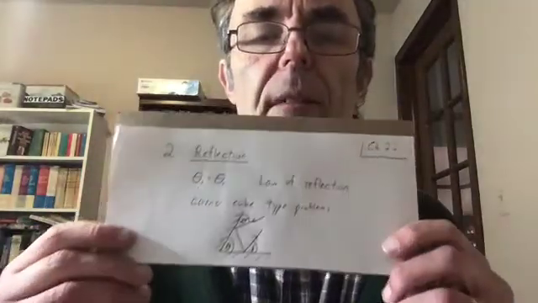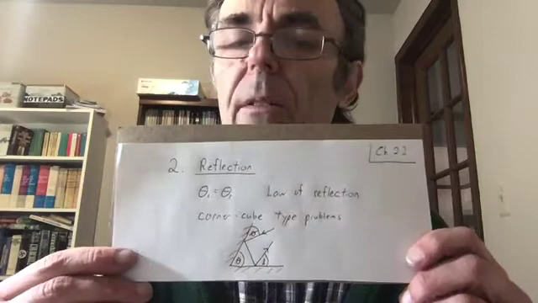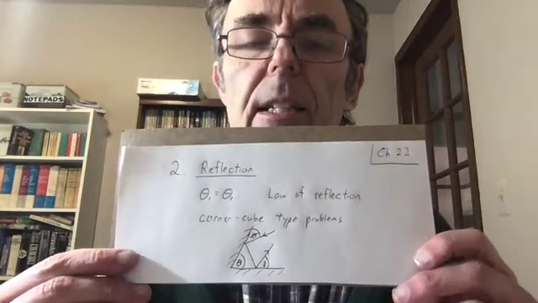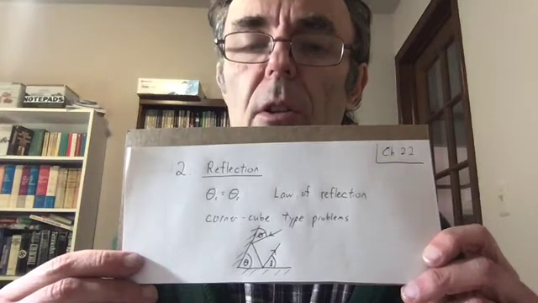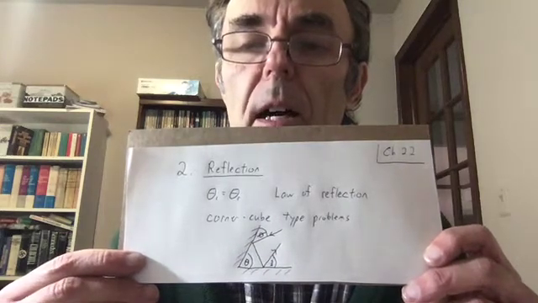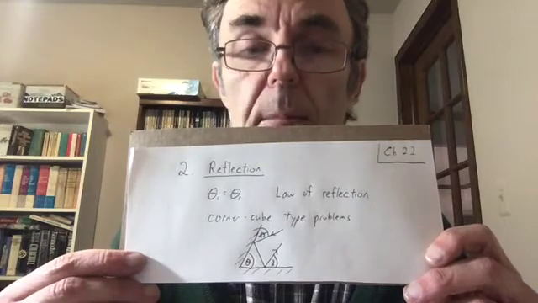Second concept we have is the law of reflection. And the law of reflection is very easy. The incident angle equals the reflected angle. Remember, you measure these angles from a perpendicular line relative to, say, a mirror.